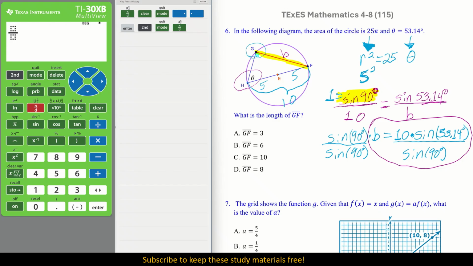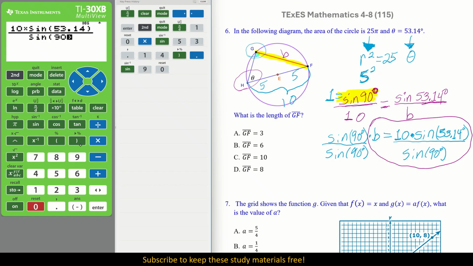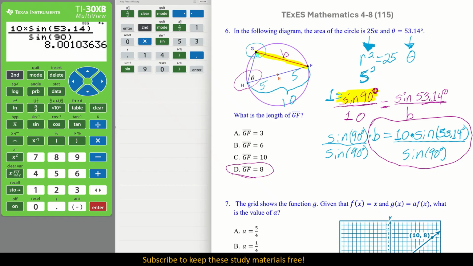So I'm going to set up my fraction: 10 times sine of 53.14, and I like to close my parentheses, and then go down and say sine of 90, close your parentheses, push enter, and that is actually 8. Now, yes, there is a small discrepancy error. That is because our estimated 53.14 degrees is actually an estimate. So that tells us that we're looking for option D.